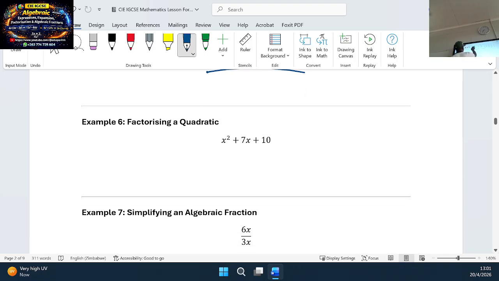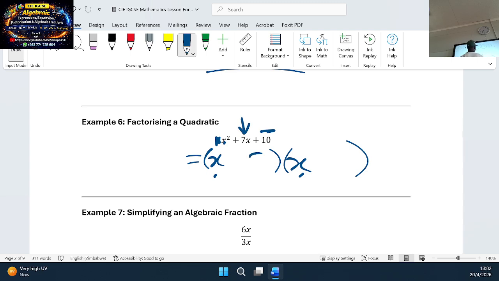Factorizing a quadratic. When we are factorizing a quadratic, we need to build two brackets where we look at the coefficient. If the coefficient is 1 there, we put x and x, because we are saying x times x gives us x squared. Then we look at 10, two factors of 10, such that when you add them, they give you 7. Those are going to be 5 and 2. So those are the factors of that given expression.